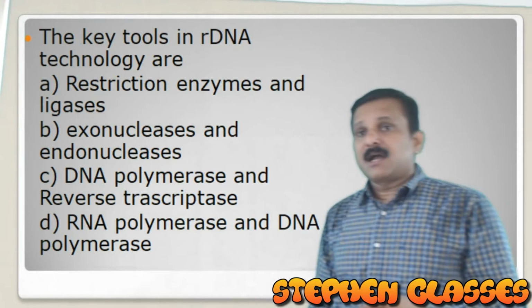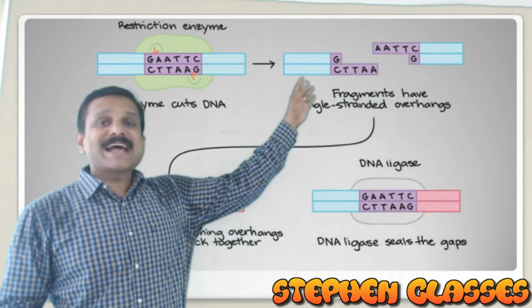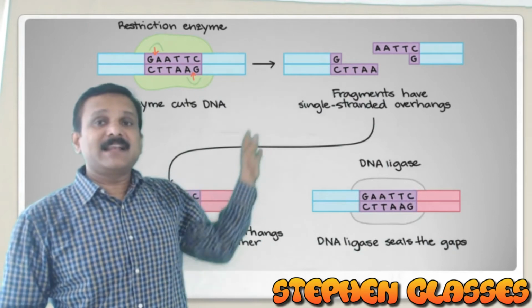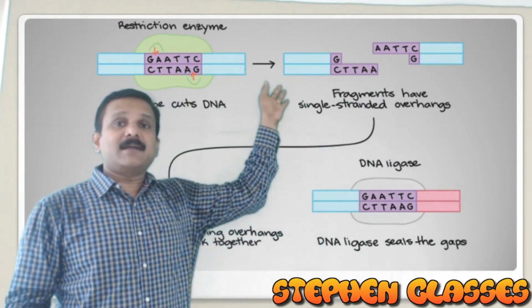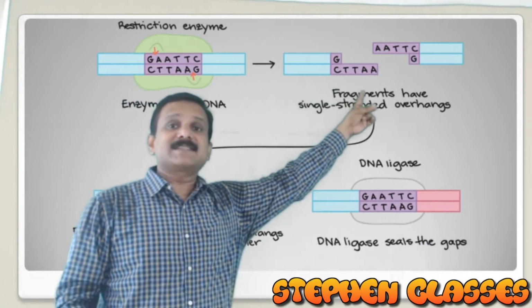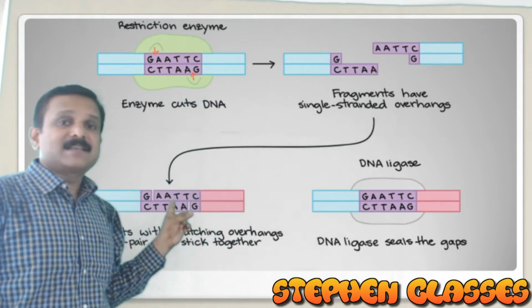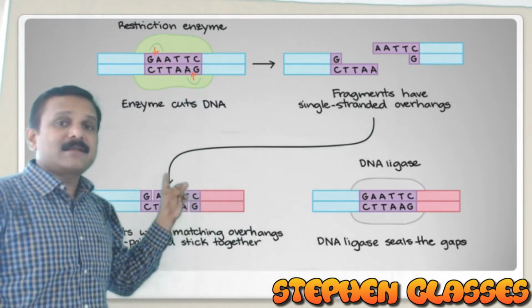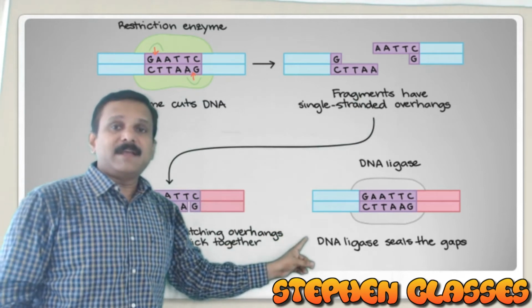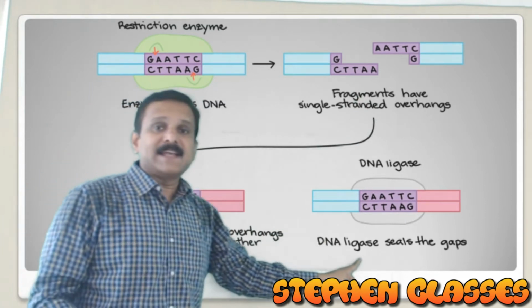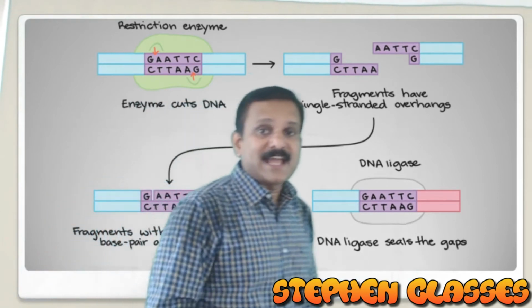Before that, we will have a slide here. This slide will show how exactly the restriction enzymes and ligases are working. Restriction enzymes cut a palindromic sequence and sticky ends are formed here. Now with the help of a ligase, you can attach these sticky ends. The sticky ends will be sealed by ligase.